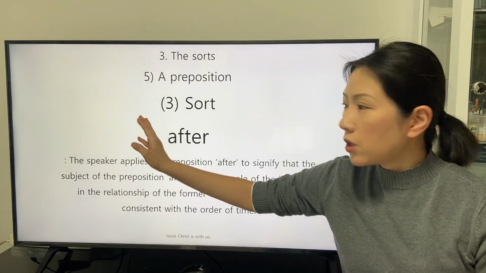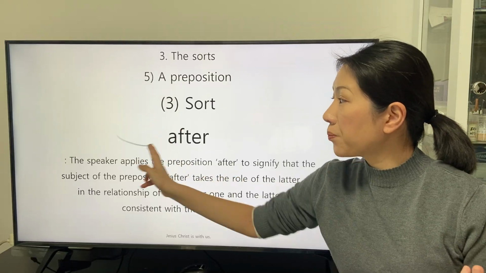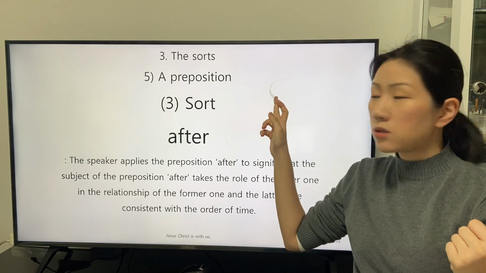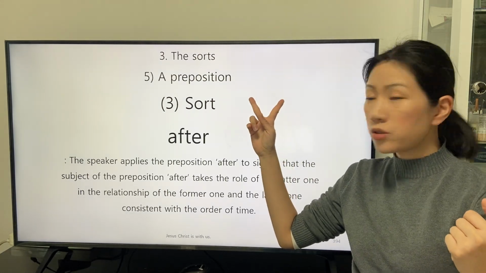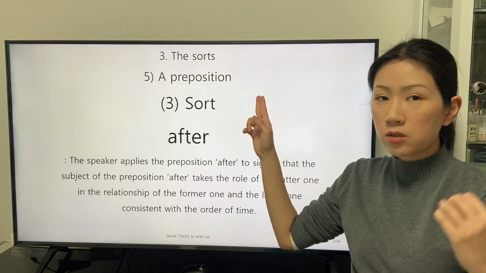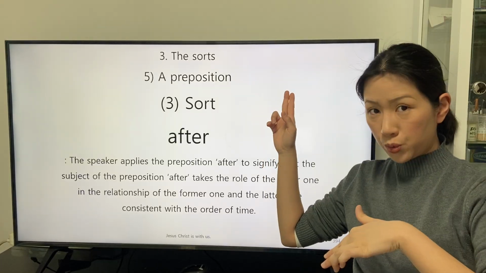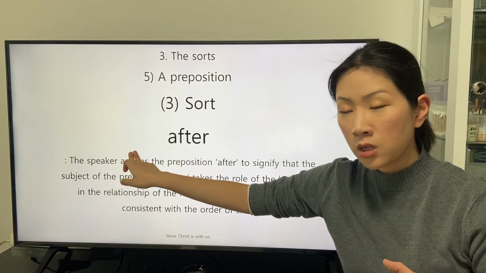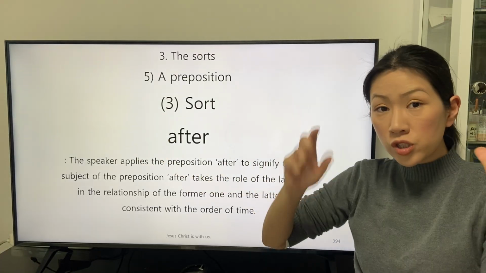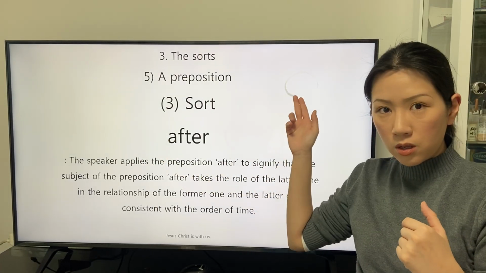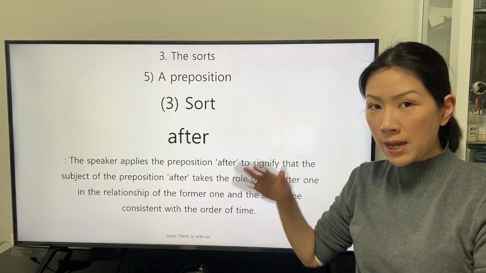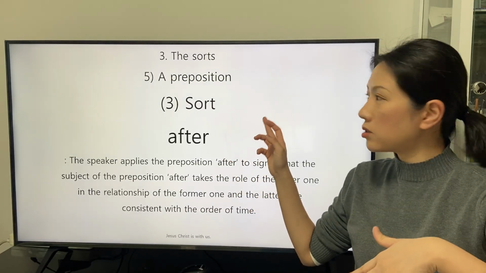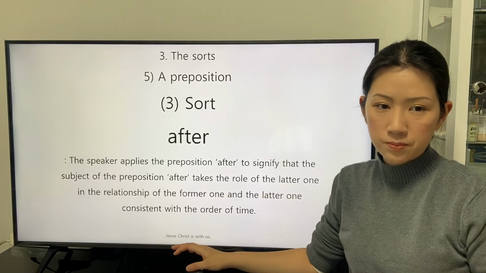The subject of the preposition after chooses the second slot between the two slots, slot number 1 and slot number 2. The subject of the preposition chooses the latter one. And automatically the object of the preposition after chooses the first slot.